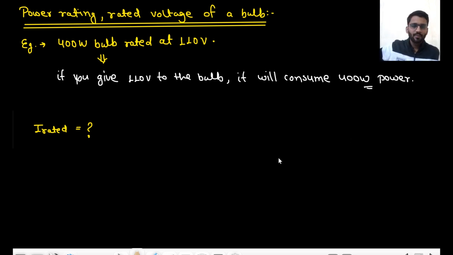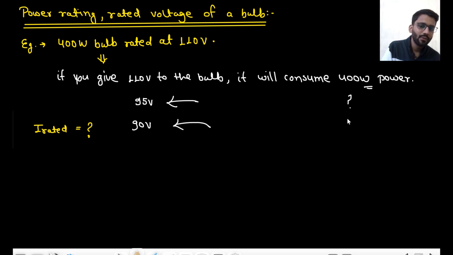There is a bulb in your room that is lit, right? That is giving you some light. So if it has a rating of 110 volt and a power rating of 400 watt, that means if you are giving 110 volt to it, it will give you a power equivalent to 400 watt. What if you give it 95 volt? It will give you the power corresponding to 95 volt. What if your voltage was 90 volt? It will give you the power corresponding to 90 volt. And what if it was 120 volt? It would give you the power corresponding to 120 volt.